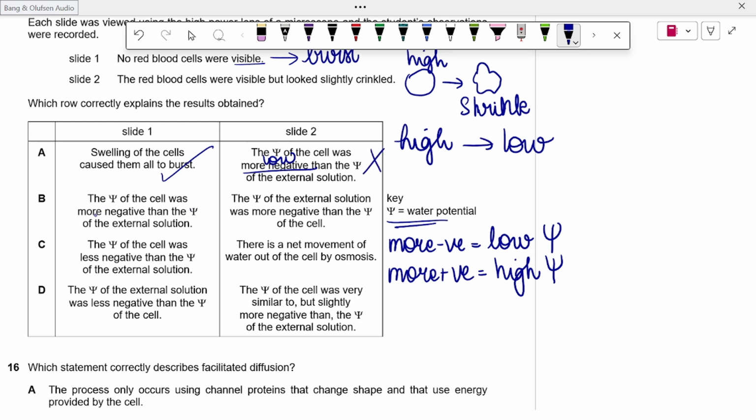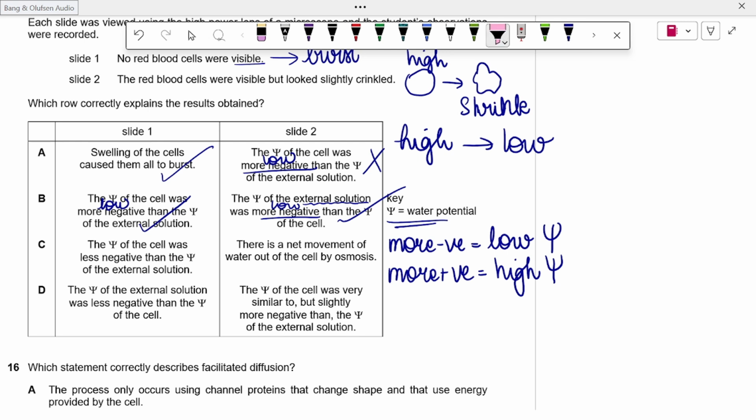The water potential of the cell was more negative than the water potential of the external solution. More negative, low water potential, then the water potential of the external solution मतलब water entered your cell, जिसकी वजह से your cell eventually bursted. So this observation is correct. The water potential of the external solution was more negative, again low, but they're talking about your external solution this time, which is correct. Yes, जिसकी वजह से water left your cell and entered your solution, and then eventually your cell shrinked. This is correct. So option B is going to be your correct answer.